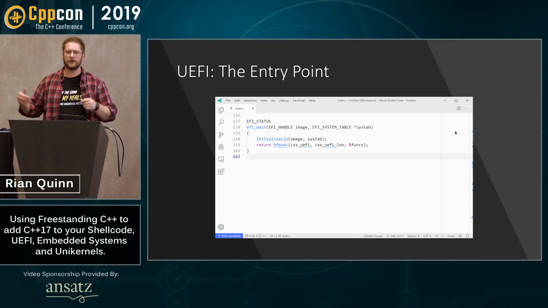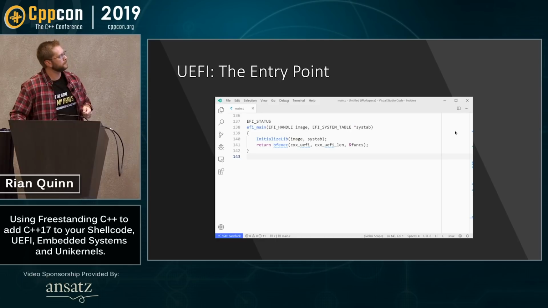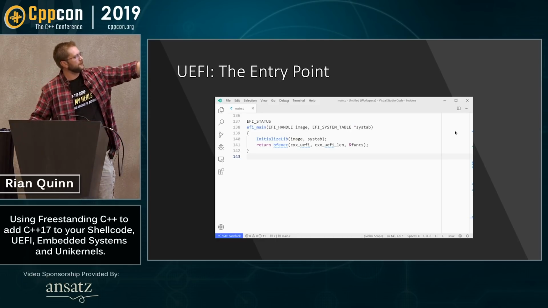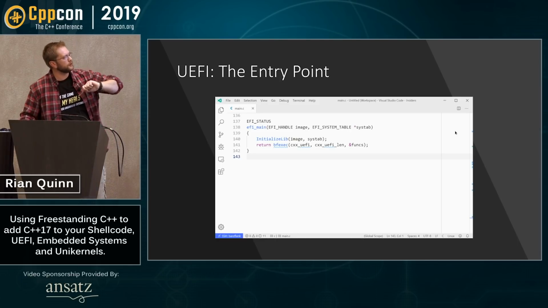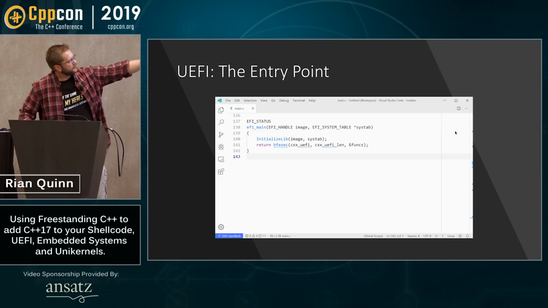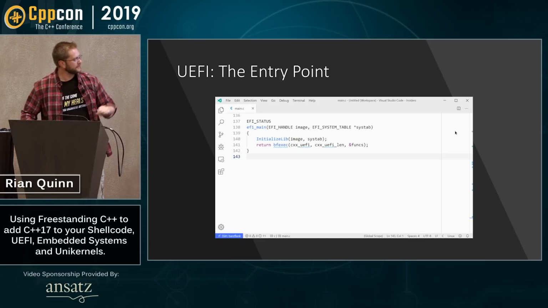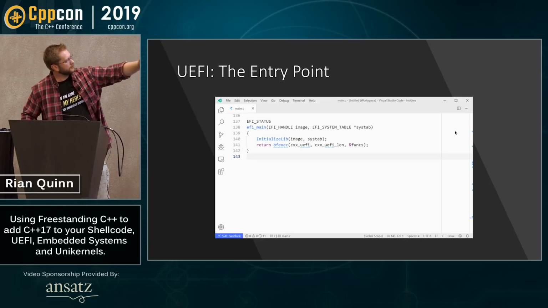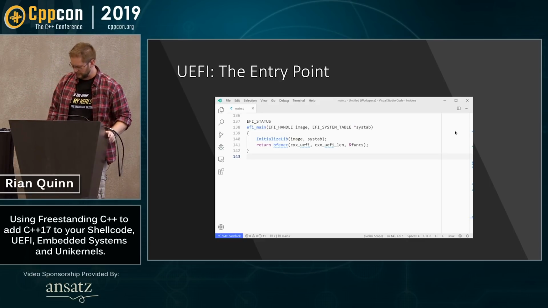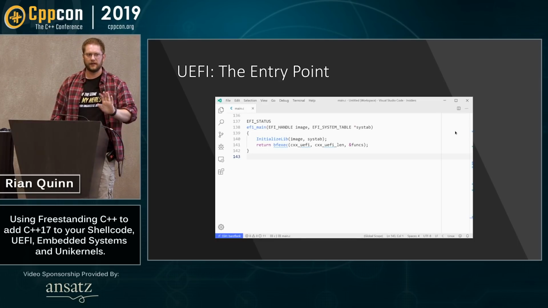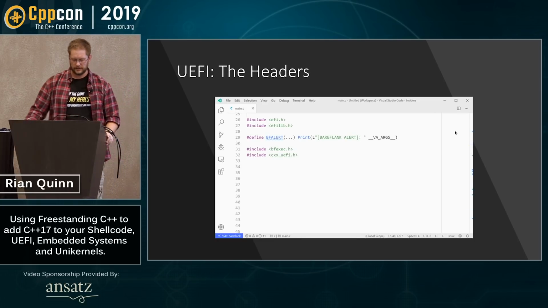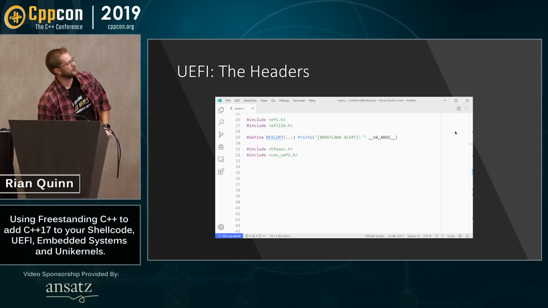bfexec is the thing that's going to run our C++ application. This cxx UEFI and cxx UEFI underscore length I'll explain in a minute. And then there's this sort of pointer to a functions thing, which I'll explain. That's it. So you have bfexec, and you have these three sort of oddball things that you provide it. That's all that's needed. Okay, so let's start at the headers.